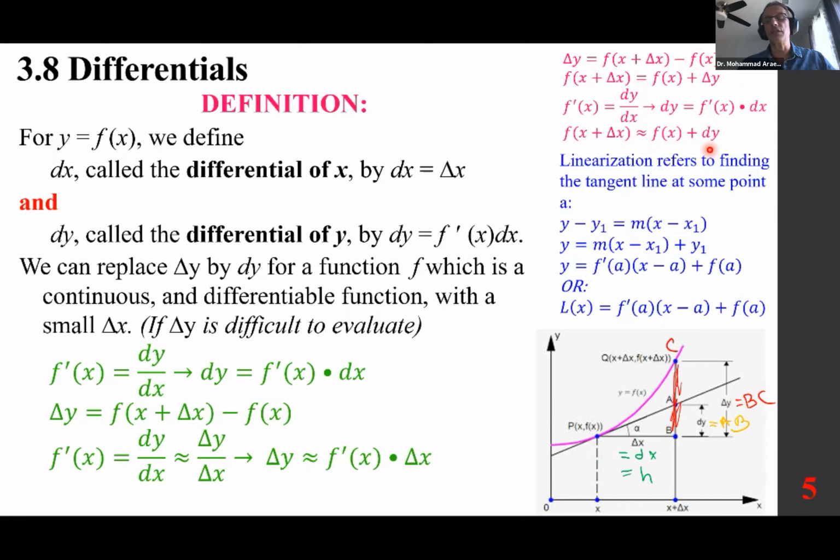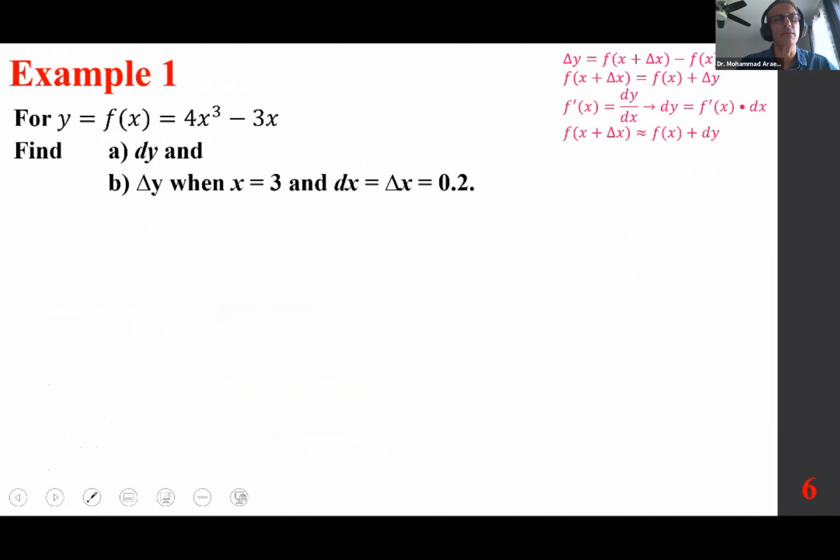The other thing is the linearization, which is finding the equation of a tangent line. So first, y minus y1 equals m times x minus x1. We've seen it, nothing brand new. If you move this one, it becomes this equation. M we call f prime of a, x1 is a, y1 is f of a, and instead of y, we call it L of x. So the moment you see linearization, it simply refers to finding the tangent line. Nothing brand new, things we've seen before.